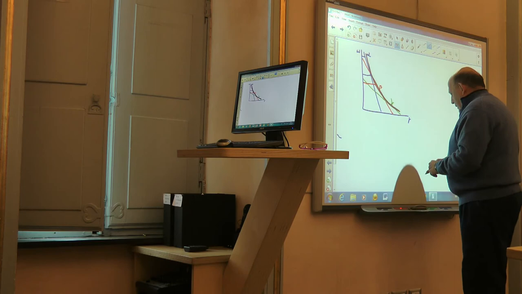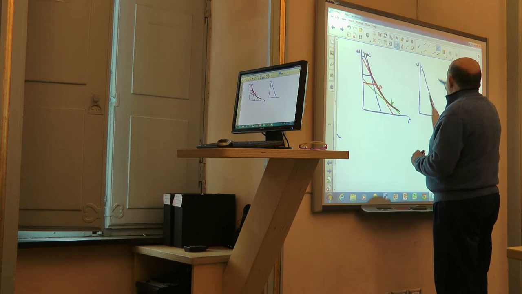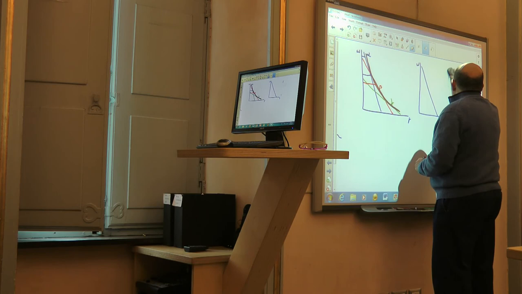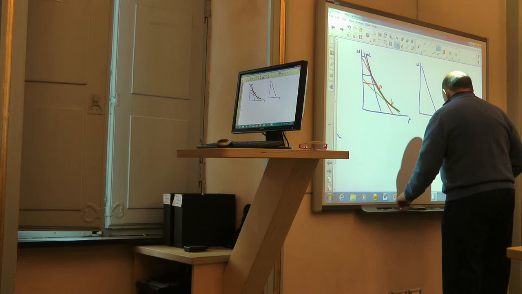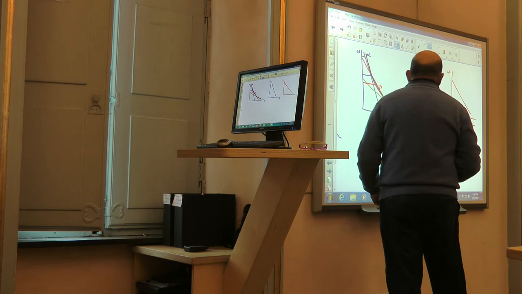If you take, okay, let's take the blue technique. And let's take the red technique, which is a bit more like that. Each of them are perfectly recurrent.